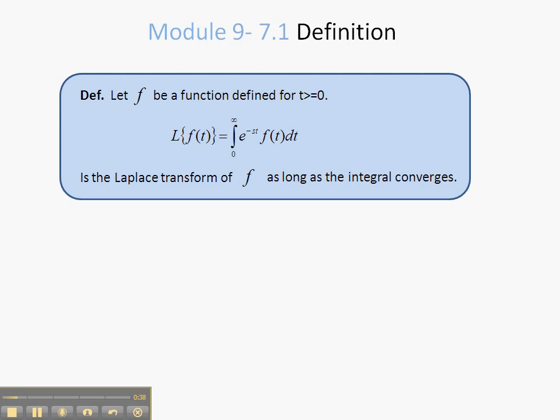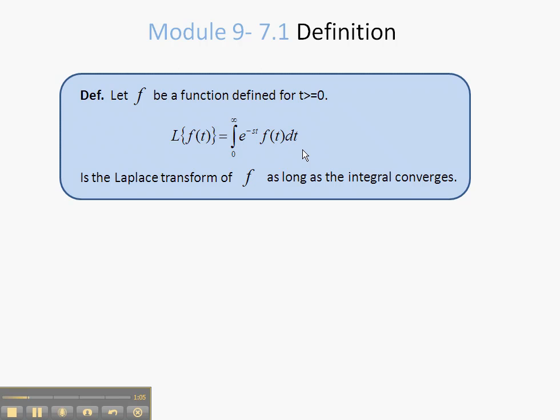So we begin section 7.1 with the definition. What is the Laplace transform of a given function f? Well, if I have a function f and I know that it is defined, I can find values for it as long as t is from 0 to infinity, so f of t is defined. Then I can find the Laplace transform by finding this integral from 0 to infinity of e to the minus st times f of t dt.